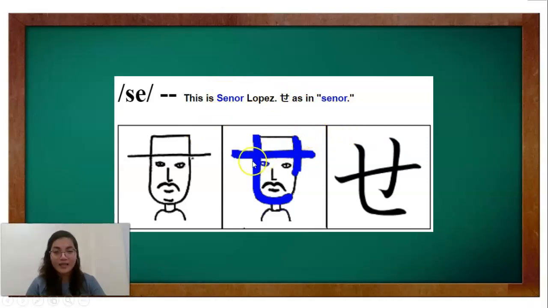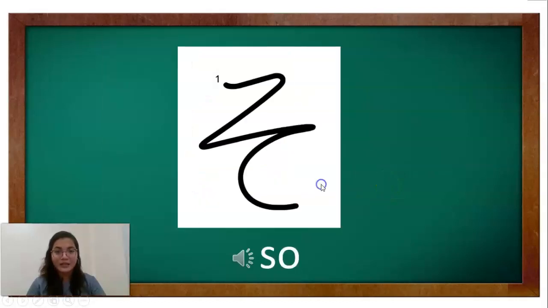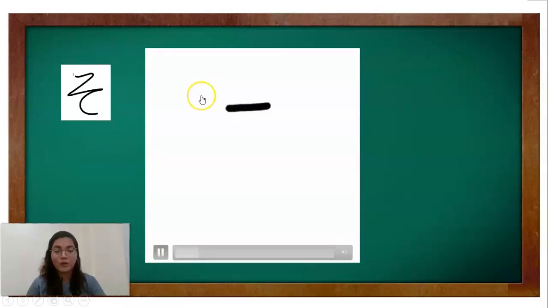Okay, so here's an example word that starts with se. Sekai. Sekai means world. Okay, next up is so. Okay, so has only 1 stroke.